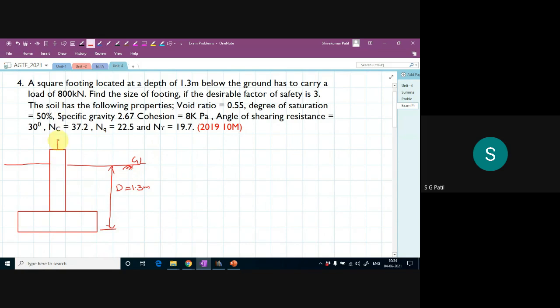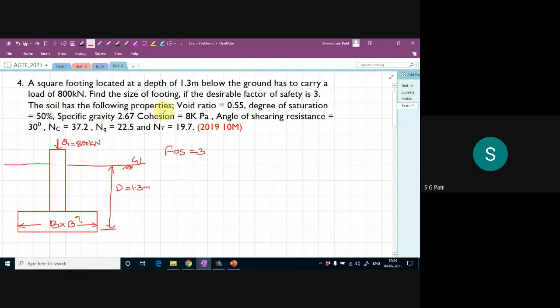So how much load is carried? Q is equal to 800 kilonewton. Find the size of the footing, they are asking. Square footing means B by B only, so your length will be equal to breadth. So this is the question mark. Find the size of the footing if the desirable factor of safety is 3. Factor of safety is 3.